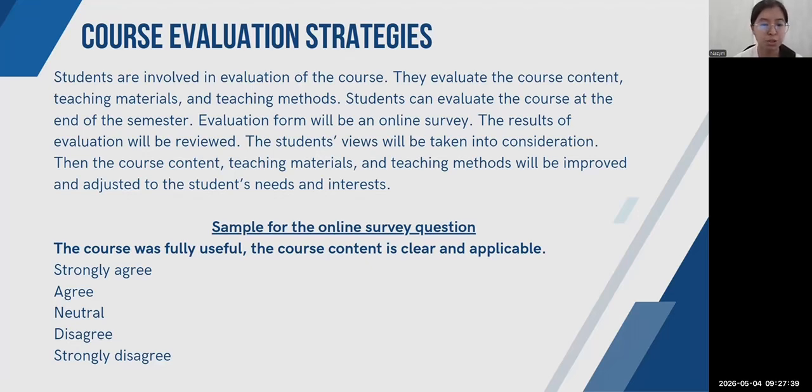The course was fully useful. The course content is clear and applicable. So, according to these questions, they will choose their own option. Then their views will be taken into account for our curriculum, our teaching methods and the teaching materials. We will adjust them to the students' needs and interests.